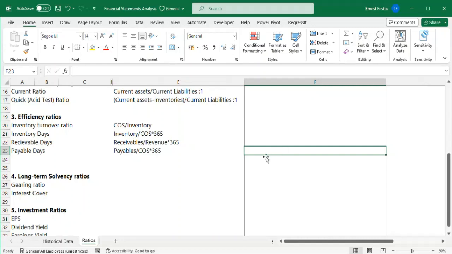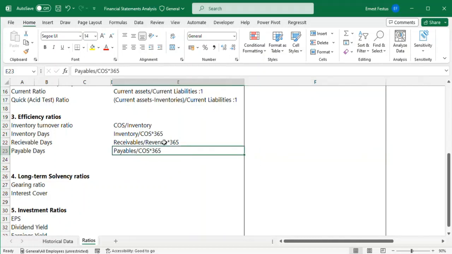So it is directly associated with the receivable days, in that the receivable days for the selling company is actually the payable days for the buying company. So these things are just the same. It depends on the perspective from which you are analyzing it.